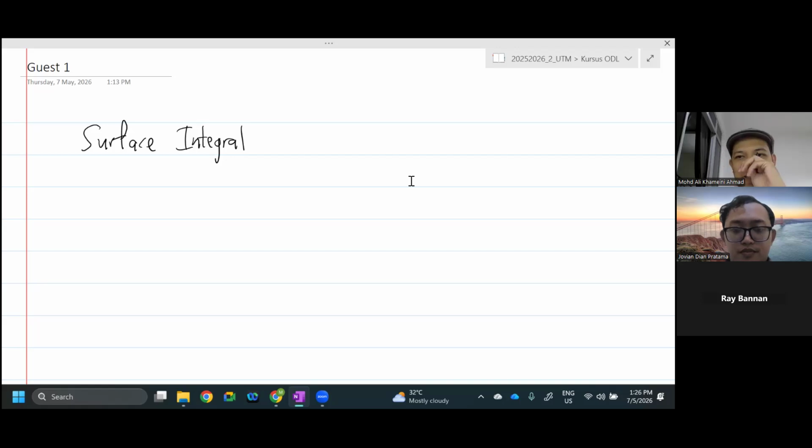Have all of you learned this before, surface integral? Not yet. It's not a particular course, but one of the chapters. Okay, only a general lecture. Something like that.